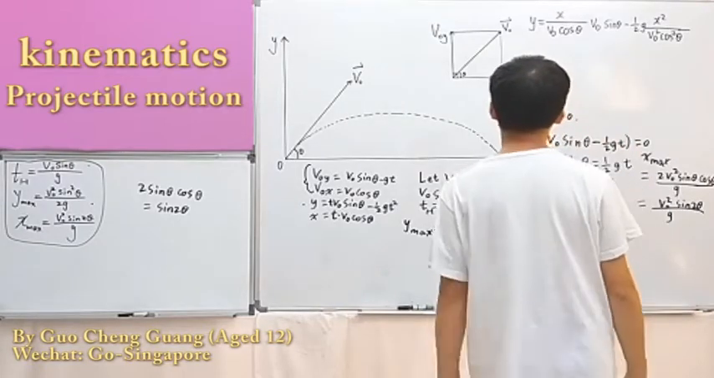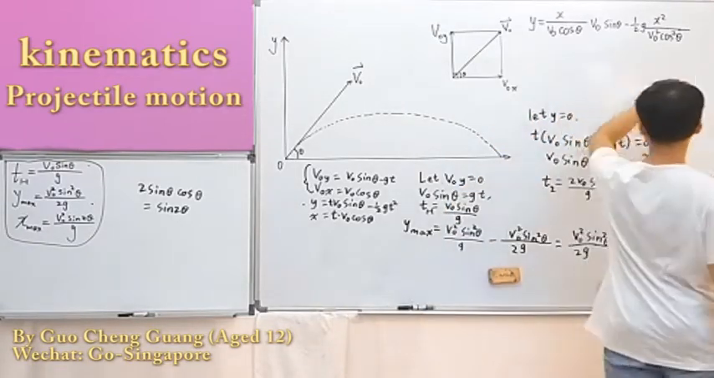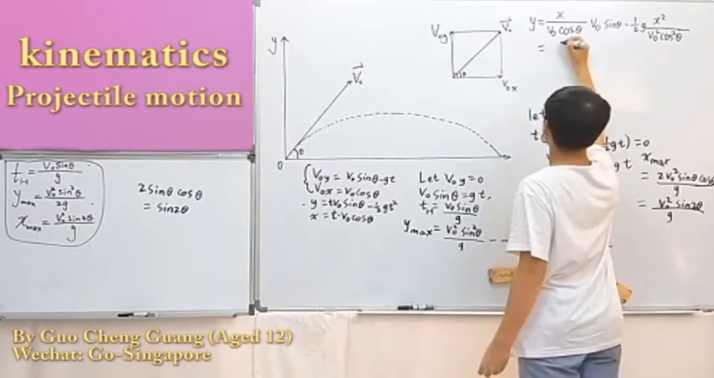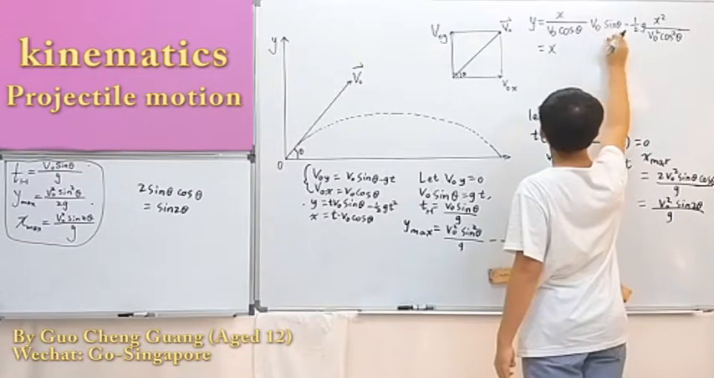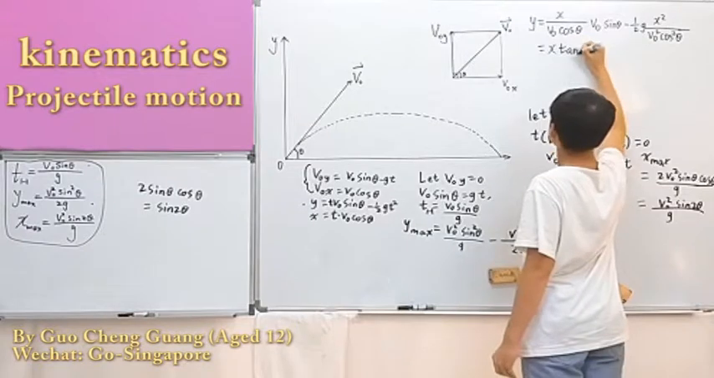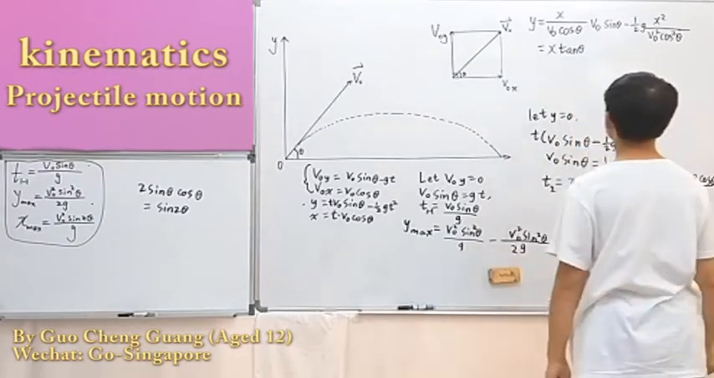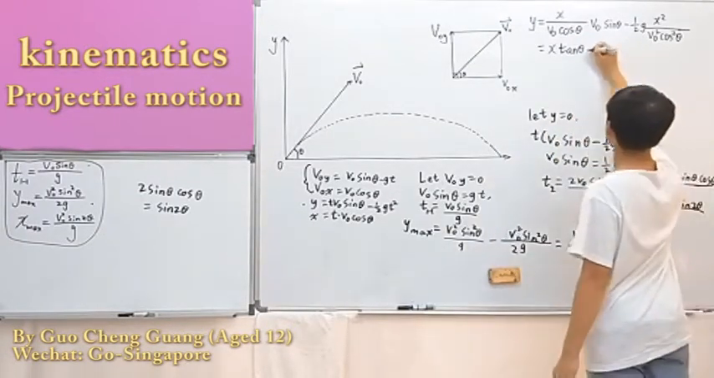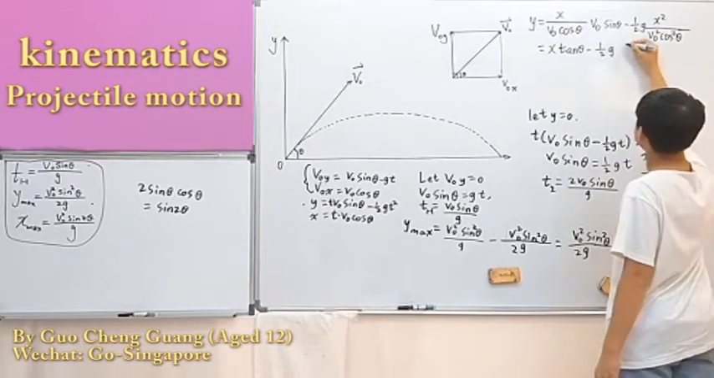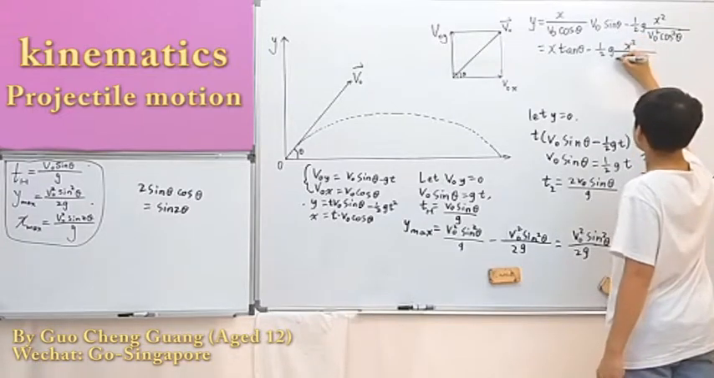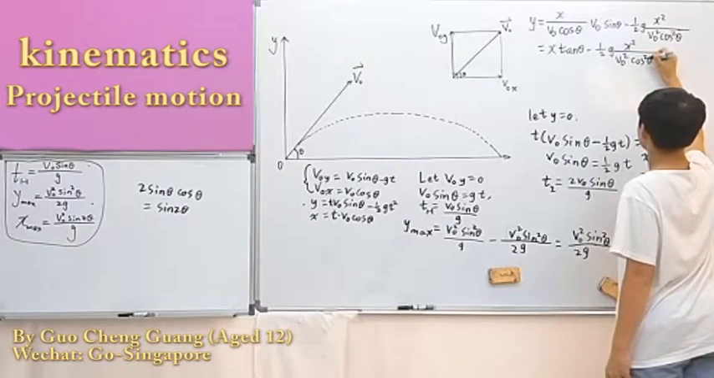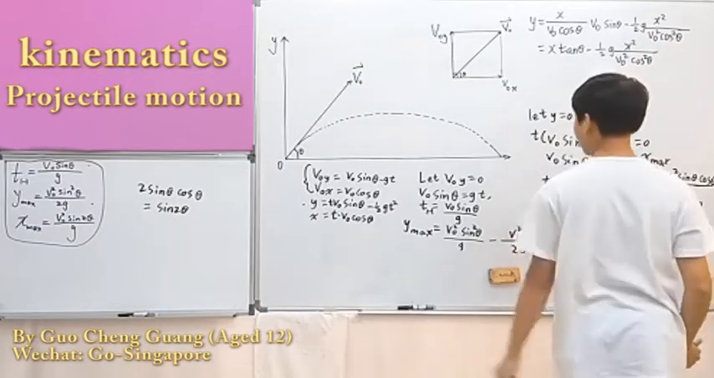We've got this part over here. Let's try to make a little bit of simplification. From this part, sine over cosine, you get a tangent. So this part you get a tangent. Then from here you subtract half g, then x squared over initial velocity squared, cosine squared theta. So that's what you will have here.